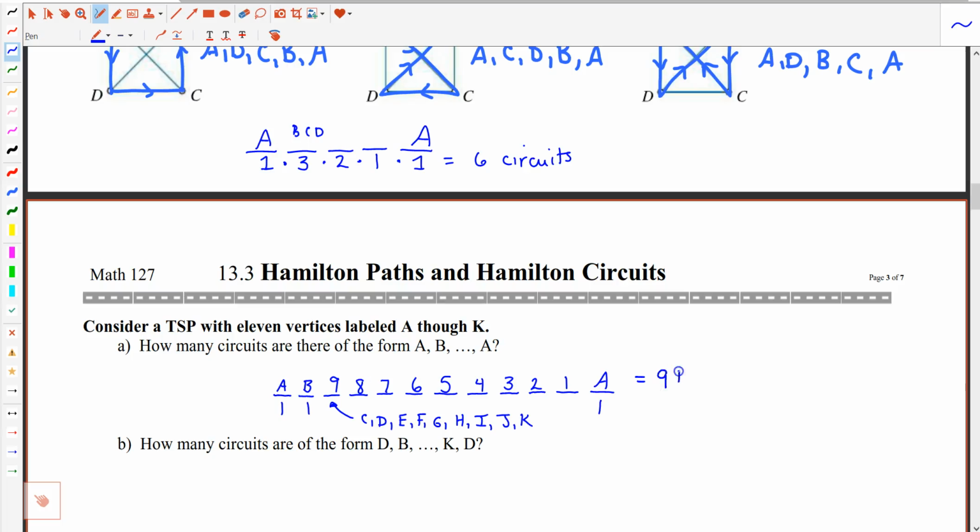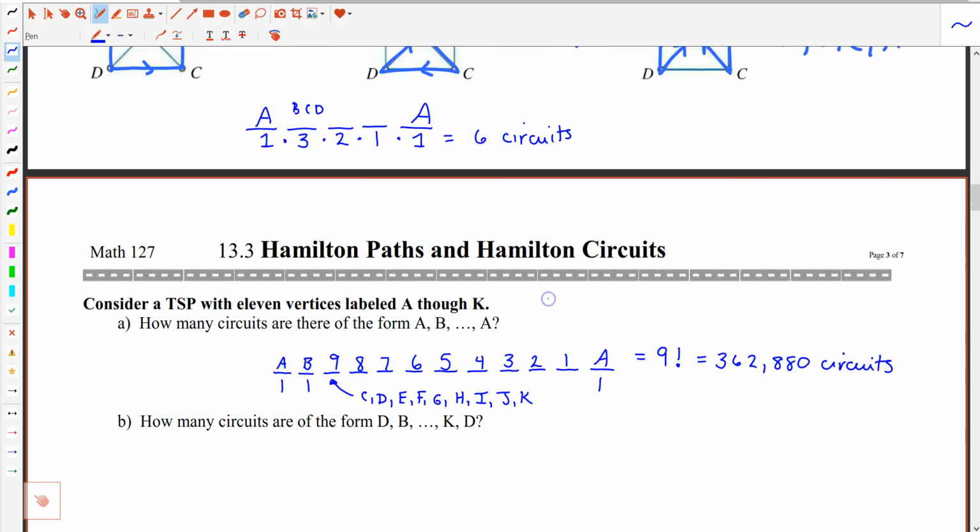So to evaluate this, I would need to figure out what the value is for 9 factorial. Now in your calculator, you could key in 9 times 8 times 7 times 6, etc., or you can go into your calculator's functions and grab that factorial button. Either way, you should get that there are 362,880 possible circuits. So that's a lot of circuits.